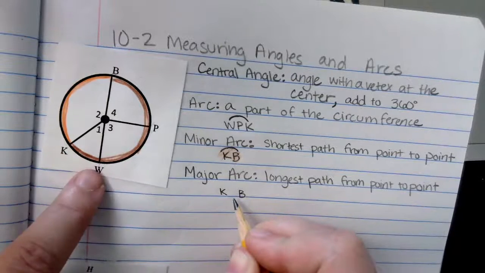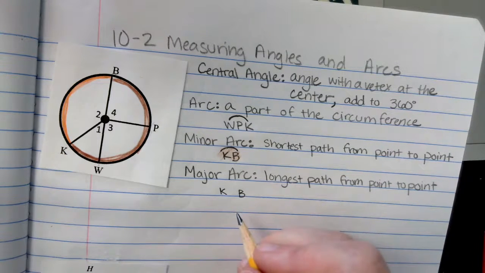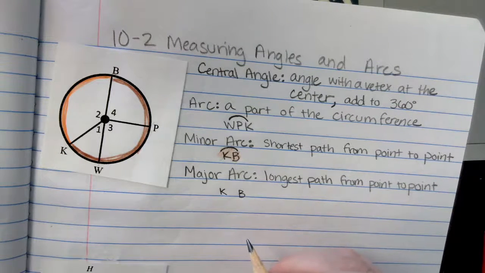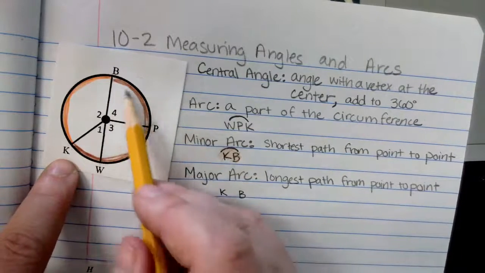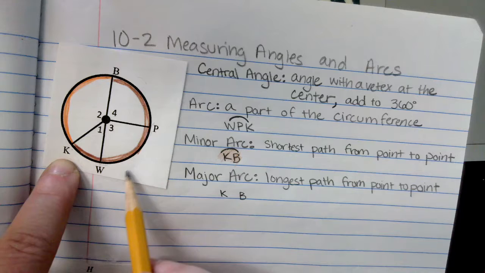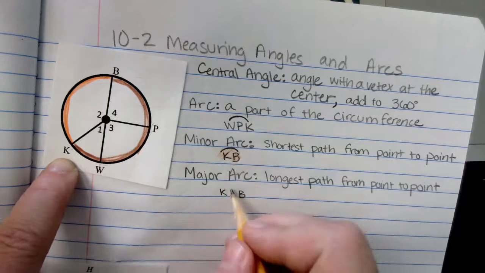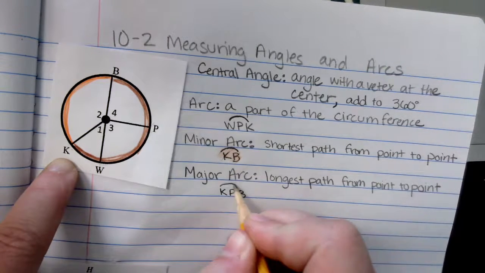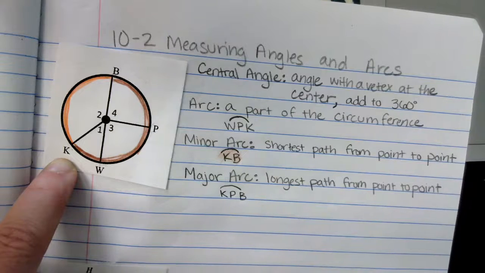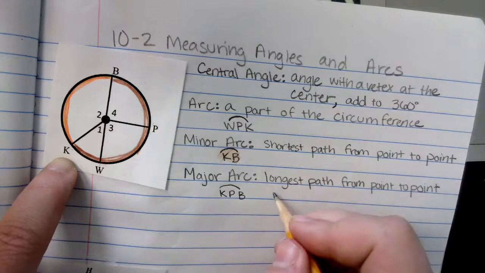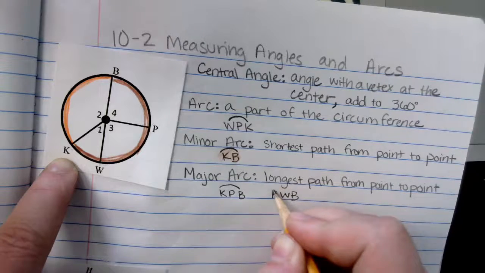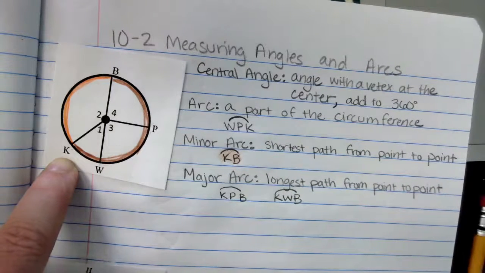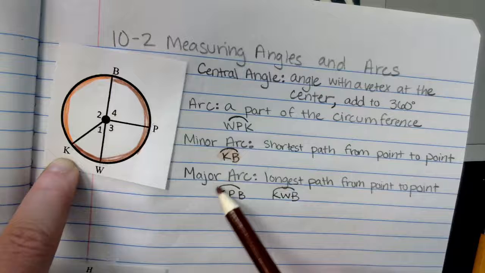We could do K, P, B. Or we could do K, W, B. But we always only need three points. Okay, those are both fine. But this poses a dilemma.